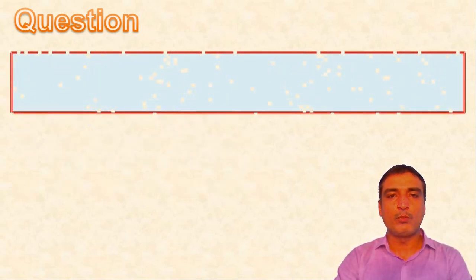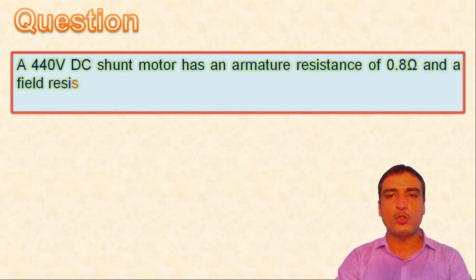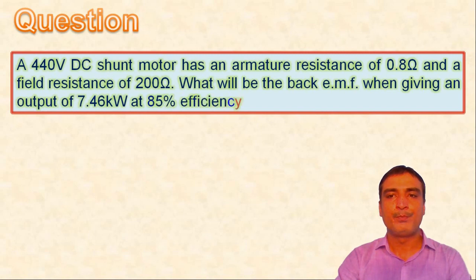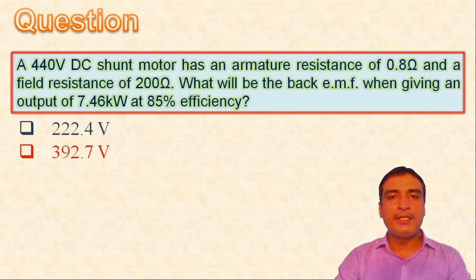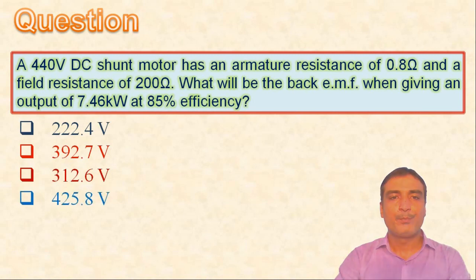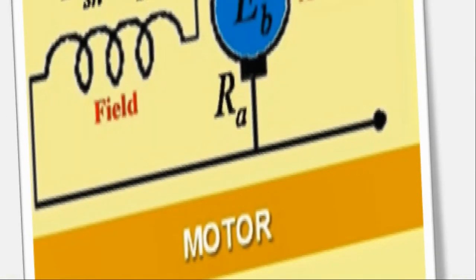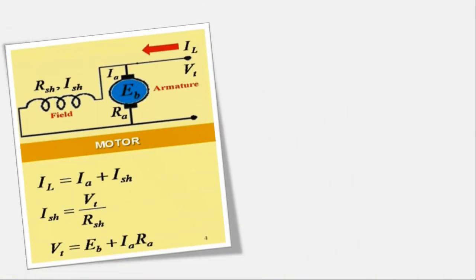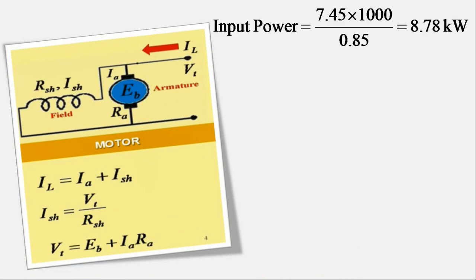Now the last question is, a 440 volt DC shunt motor has an armature resistance of 0.8 ohm and a field resistance of 200 ohm. What will be the back EMF when giving an output of 7.46 kilowatt at 85% efficiency? The options are 222.4 volt, 392.7 volt, 312.6 volt, 425.8 volt.